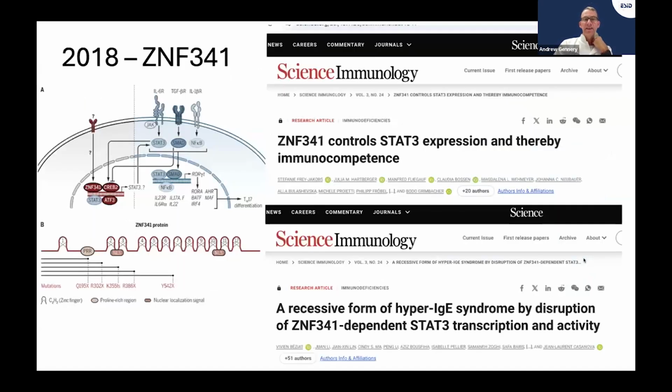Then in 2018, zinc finger 341 was described, again in parallel between our group and the group at NIH, led by Jean-Laurent Casanova. And we had different families where, by genetic linkage analysis, we found again the same locus containing zinc finger 341. In the beginning, there was a dispute whether zinc finger 341 was more controlling STAT3 or STAT1, and we were able to convince Jean-Laurent that it is more STAT3, which is controlled by zinc finger 341. But this disease is really understudied these days. So we have still no good idea how zinc finger 341 controls STAT3 expression.